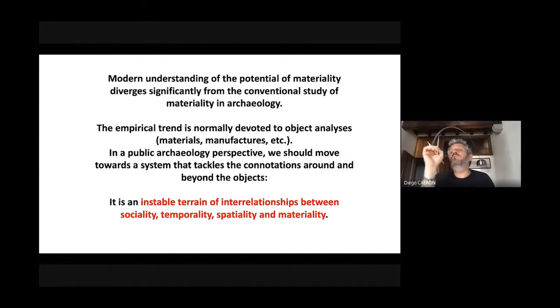So we have to go through a very unstable terrain of interrelationship between the social, the temporal, the spatial, and the material aspects that are around that very object. It is, it is written, a very unstable terrain. It's something that is not defined, but somehow it is the most compelling terrain where we can tell something relevant that goes beyond the object itself, beyond history, and can tell about the past something much more deeply new, that is of interest not only for us, but also for the public.